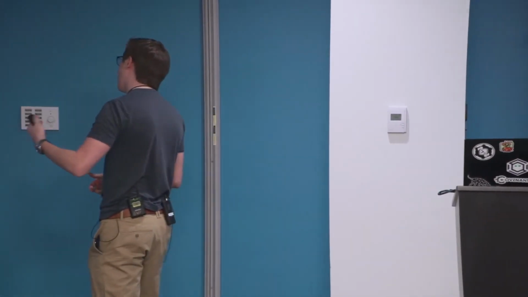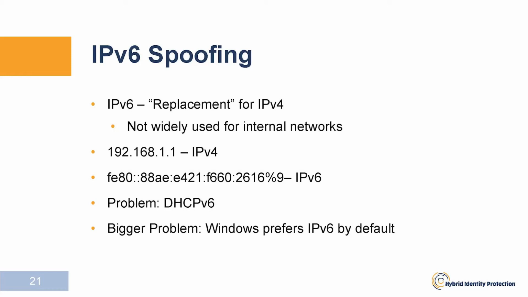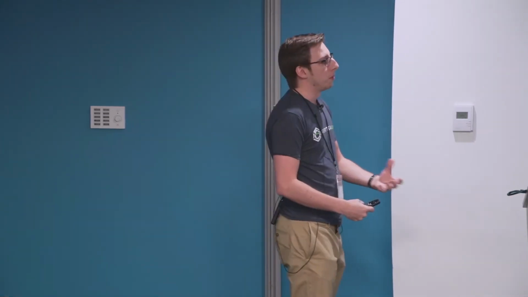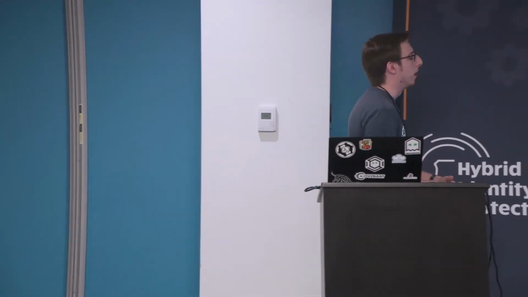So that goes to the next attack, which is IPv6 spoofing. So IPv6 is the quote-unquote replacement for IPv4. However, it's not widely used for internal networks. So these are examples of IPv4 and IPv6 addresses. IPv4 having a limited number, we already used all the IPv4 addresses on the internet. So IPv6 is the replacement where we will never run out of IP addresses on the internet.